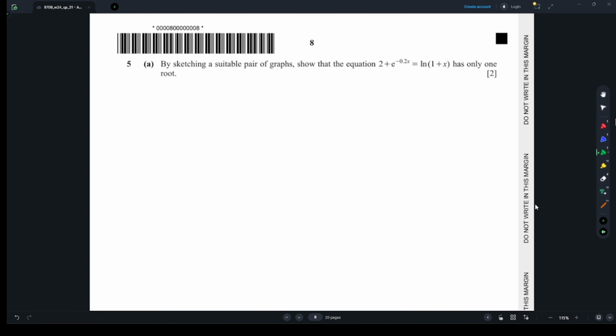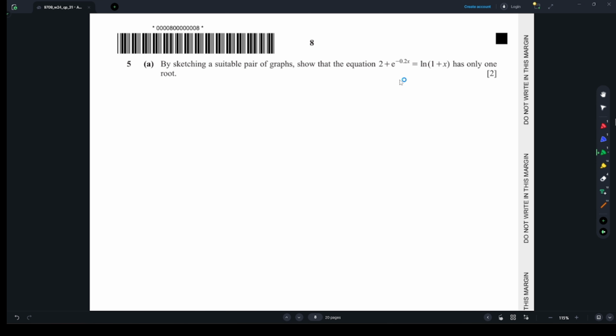By sketching a suitable pair of graphs, show that the equation 2 plus e to the power minus 0.2x equals ln(1 plus x) has only one root. Okay, so the first thing is you have to draw those two graphs.